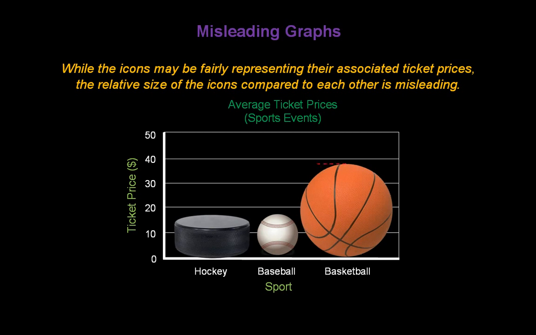Look at the top of the basketball. That may very well be representing $38 to get into a basketball game. And the top of the hockey puck and the baseball may very well be representing $18 to get into one of those sporting events. But look at the size of the hockey puck compared to the size of the baseball. It's probably about 2 times what you would expect if they were in direct proportion to each other. So if you were to just look at the icons, you might think it's twice as much to get into a hockey game as to get into a baseball game.